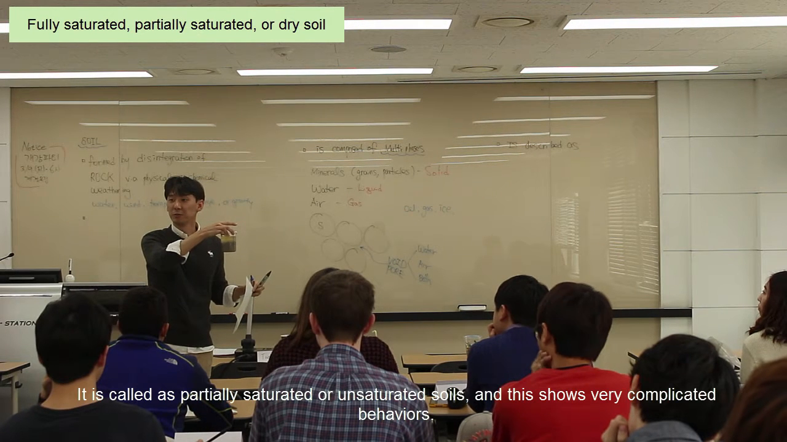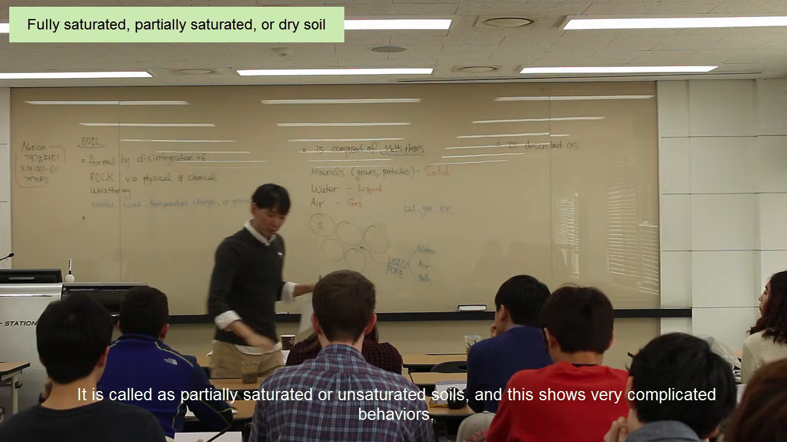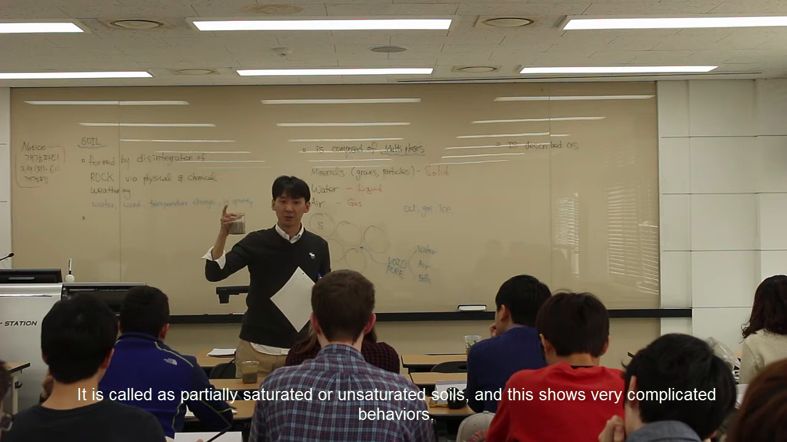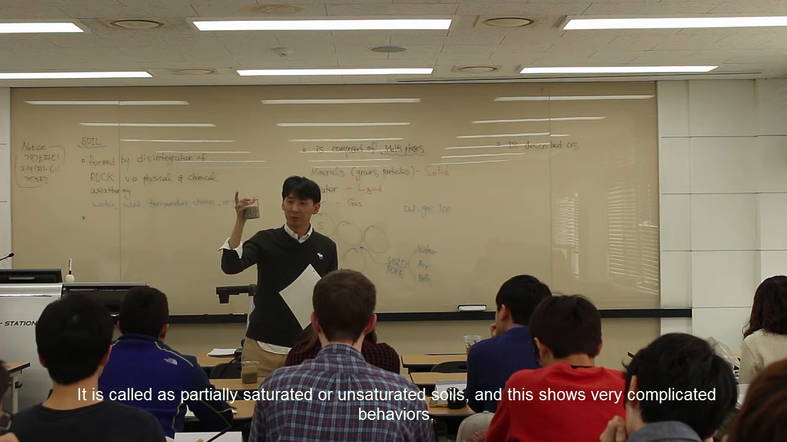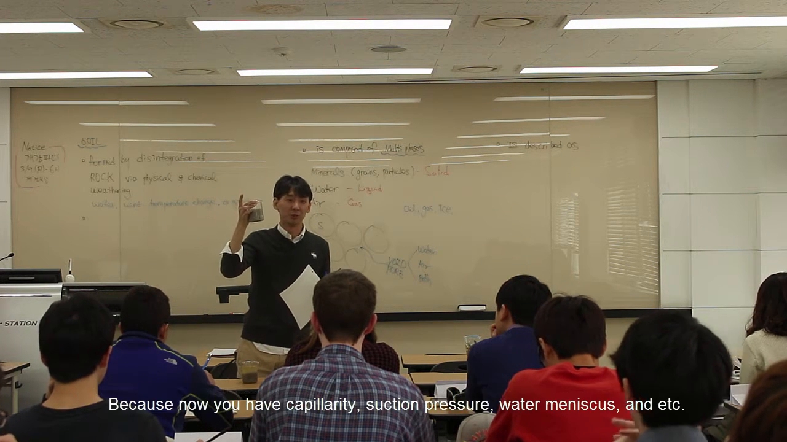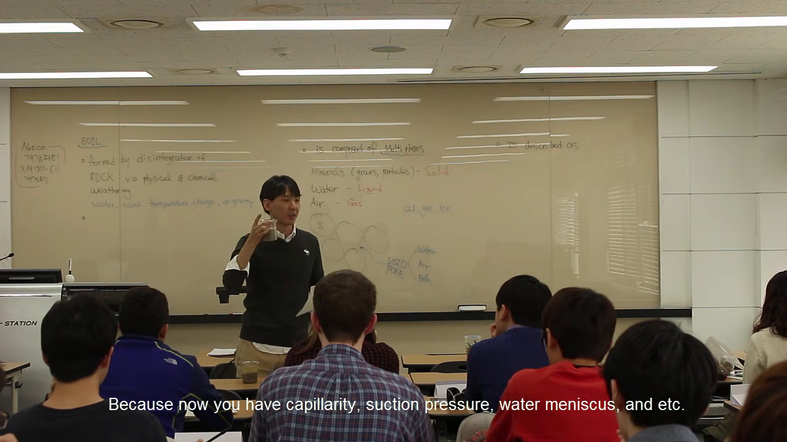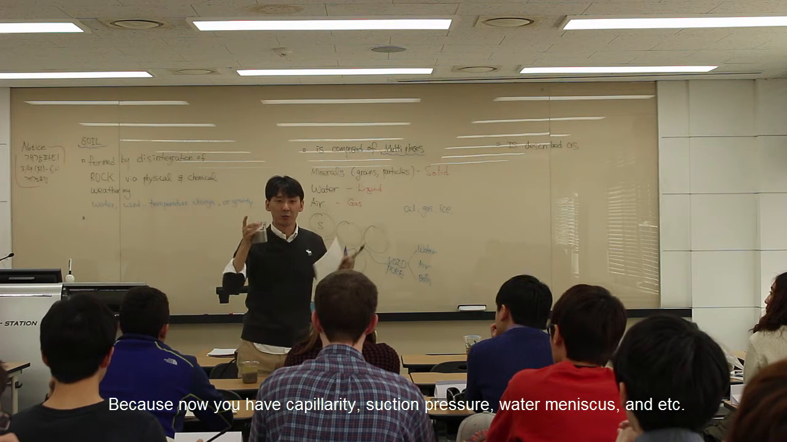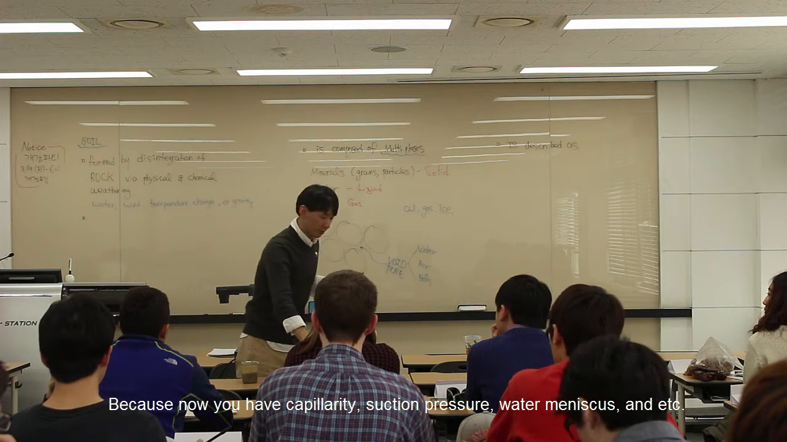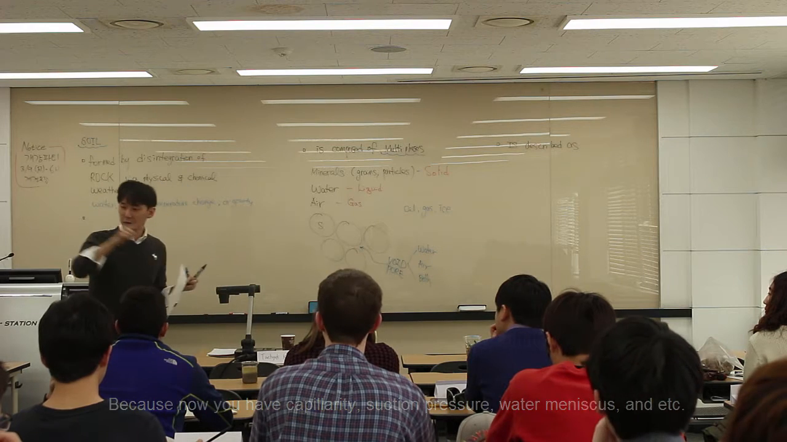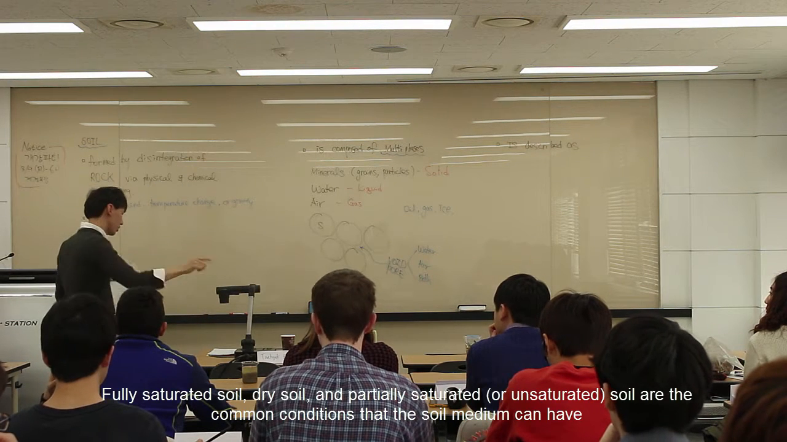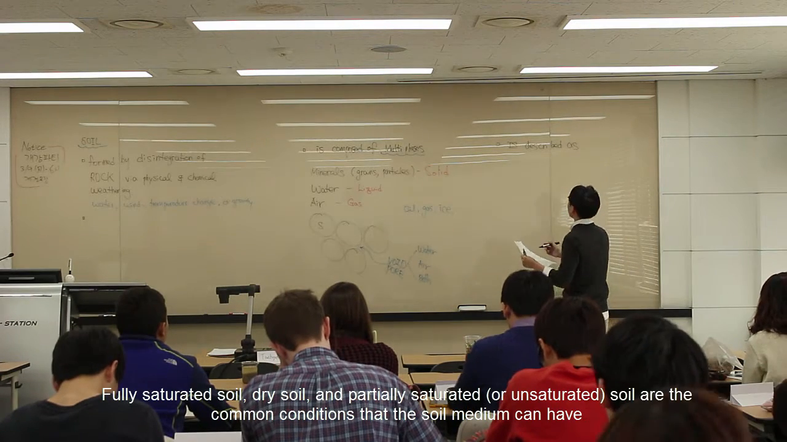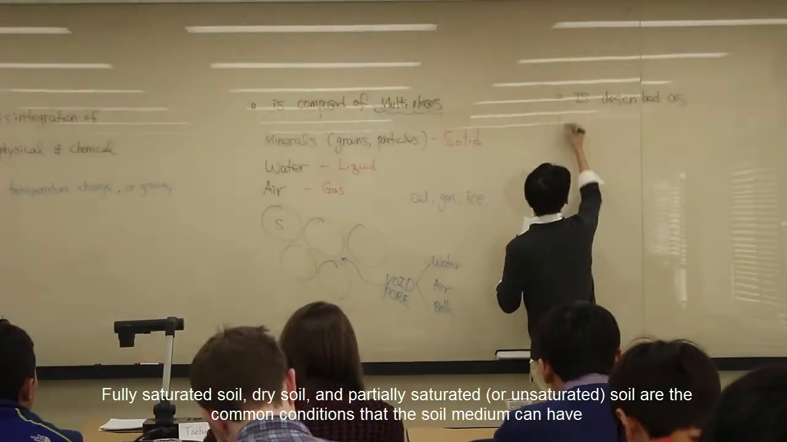fully saturated soil. Right? In between, in this case, we call it partially saturated or unsaturated soil. So this makes the soil mechanics very complicated because now you have capillarity and the suction pressure because of the water meniscus with the air, etc. But fully saturated soil, dry soil, and partially saturated or unsaturated soil, that is the common status that you meet in the field.